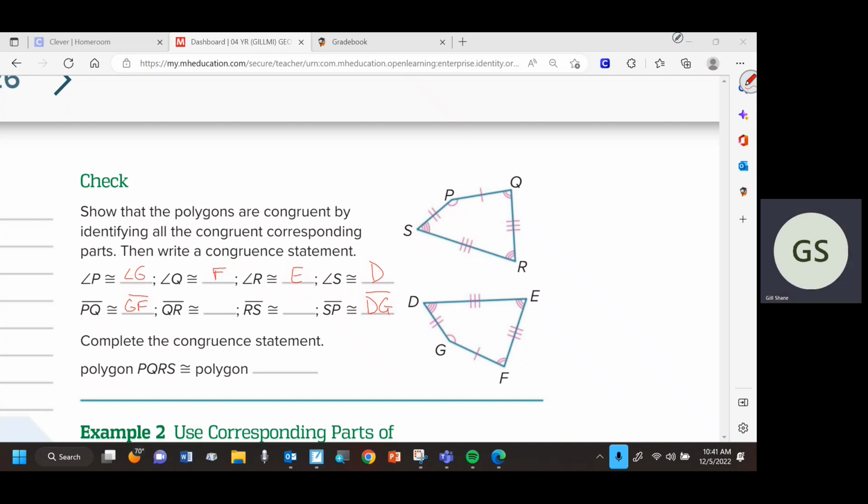All right, now let's do the ones that are a little tricky. So I have QR. It's got 3. But when I look down here, there's 2 of them with 3. So I got to figure out which one it matches up with.